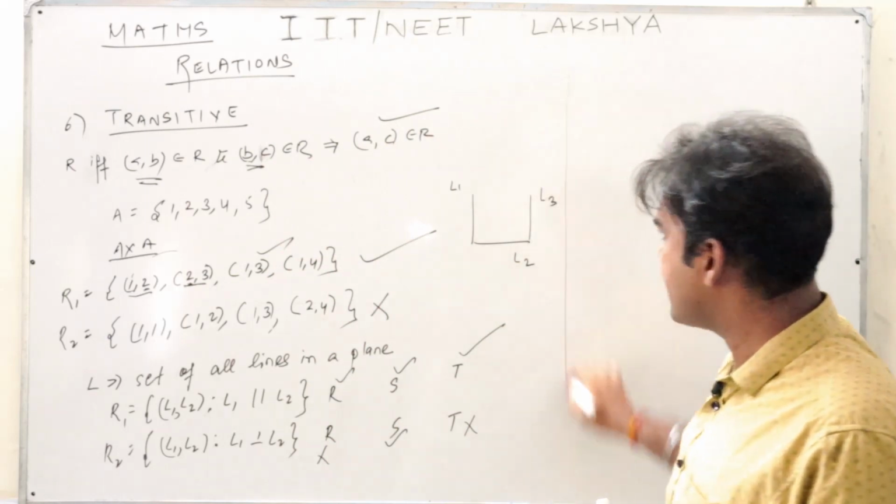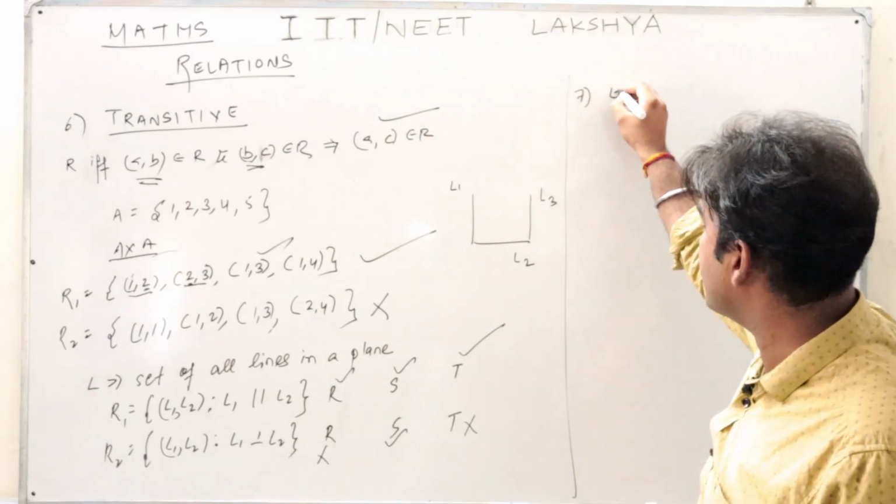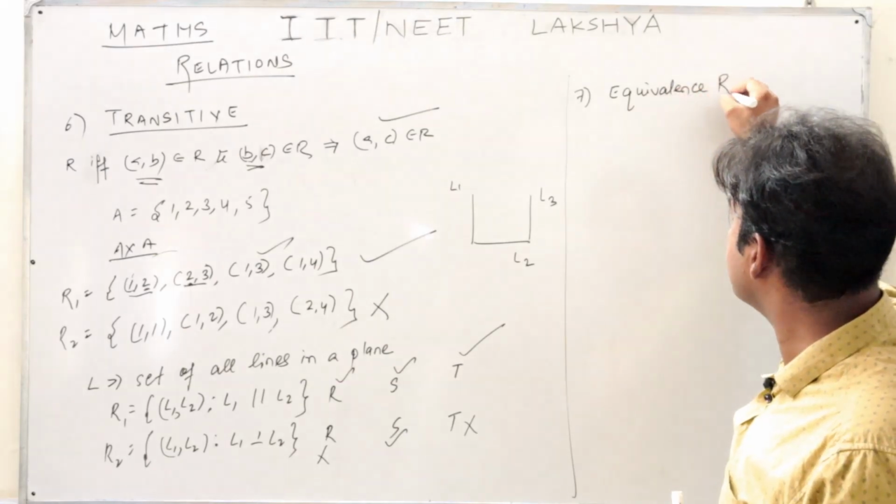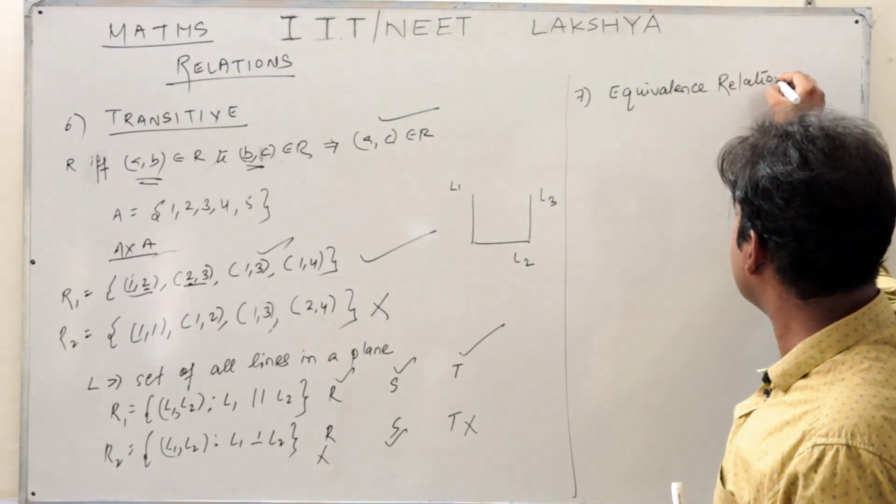Now let us see the next type of relation, relation number 7, which is your equivalence relation.